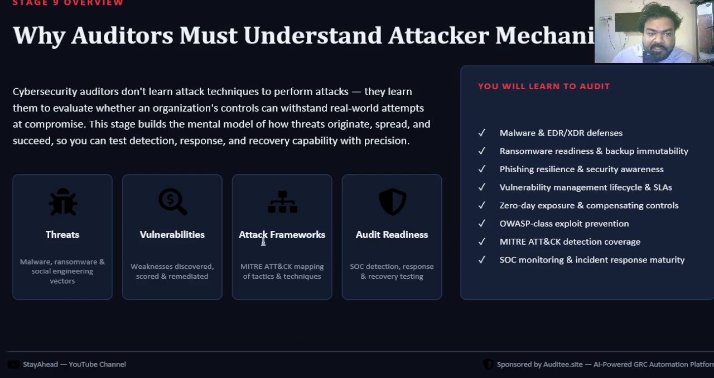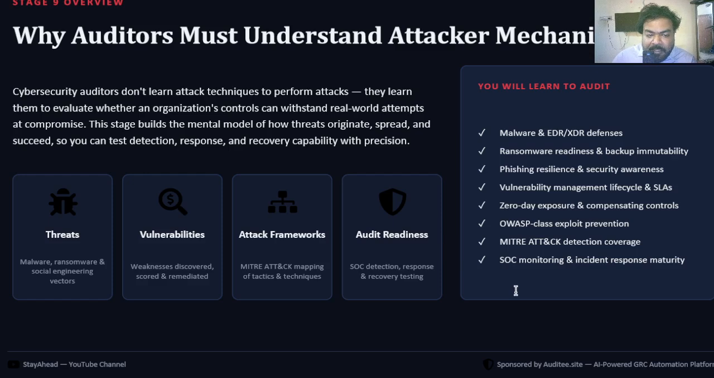First, let's set expectations. As an auditor, you're never learning these attack techniques to actually hack anything. You're learning them so you can walk into an organization and ask the right questions and know a weak answer when you hear one. This stage builds your mental model in 4 parts: understanding threats like malware and social engineering, understanding vulnerabilities and how they get discovered and fixed, understanding frameworks like MITRE ATT&CK that map attacker behavior, and finally testing whether the Security Operations Center, the SOC, can actually detect and respond to these things in real time.